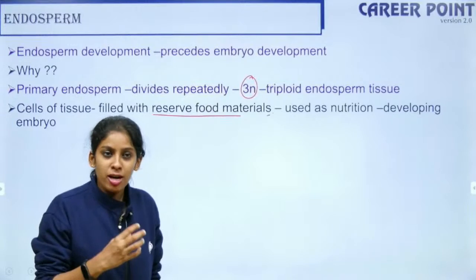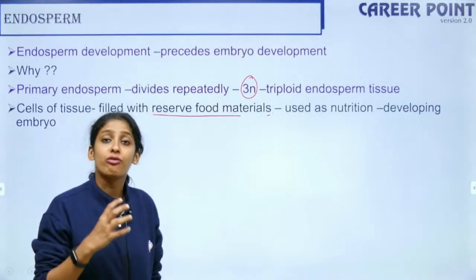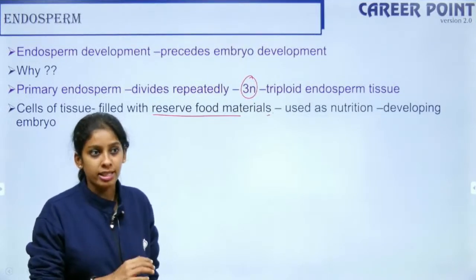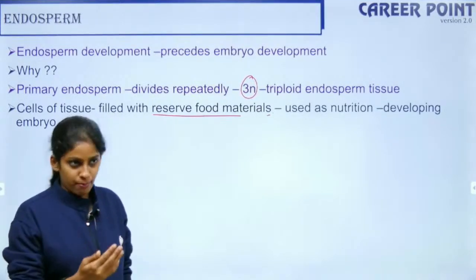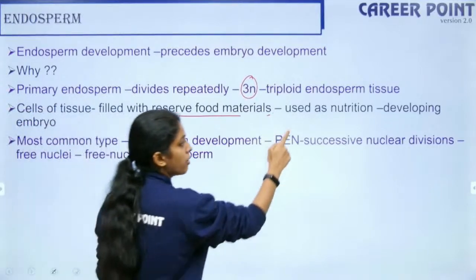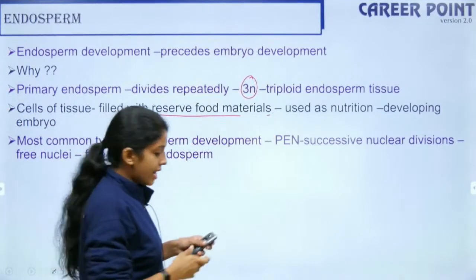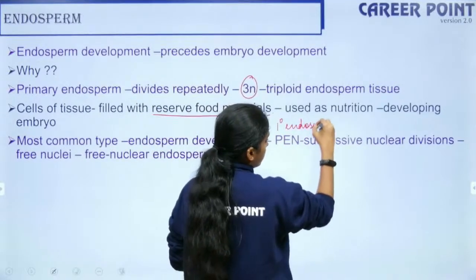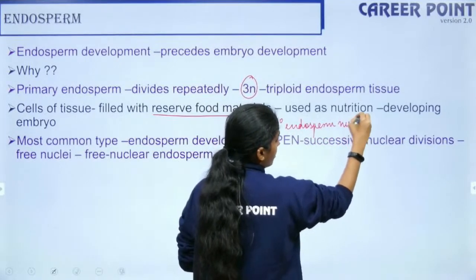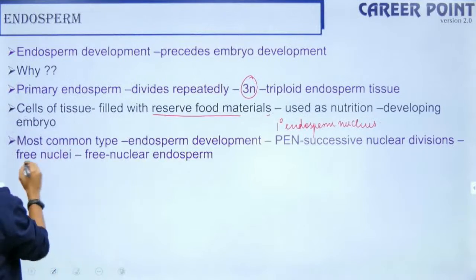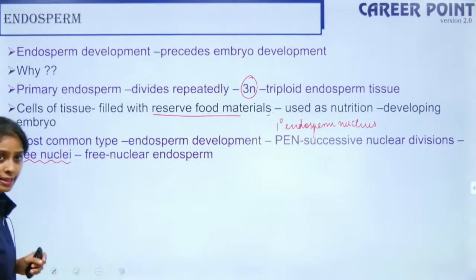So the endosperm cells divide further and form a group of tissues, and these tissues store reserve food material so that they can nourish the growing embryo. Clear? Yes. The most common type of endosperm development starts with the primary endosperm nucleus. So PEN is the primary endosperm nucleus. This undergoes successive nuclear divisions to form a lot of free nuclei.